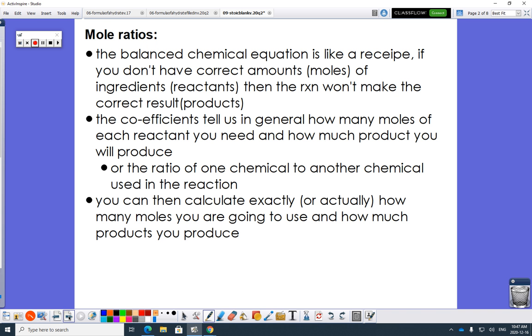So the coefficients tell us in general what is the general mole ratio that you need, and then we can adjust that using math to what you actually have in the lab. So even if a coefficient, say, is 2, but in your lab you only have 0.5 moles, then you can adjust that using ratios, which is what we're going to do today. So a very predictable pattern using a ratio which really you could apply to anything.